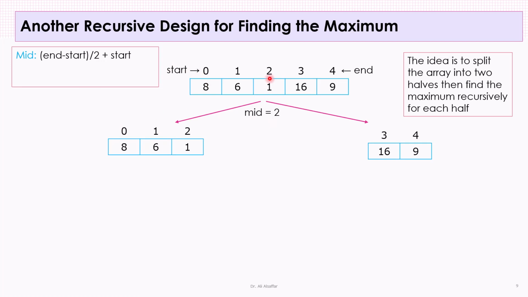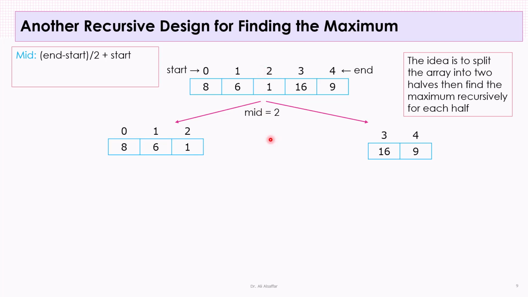Therefore, we split this array into two halves. The first half goes from start until mid, so from 0 to 2. The second half starts from mid plus 1 until end, so from 3 up to 4. Notice that the size of the array is odd, so when we split it into two halves, we do not have an equal number of elements on both sides. One of the halves will have one extra element compared to the other. However, if the size of the array is even, then we have two halves with an equal number of elements.